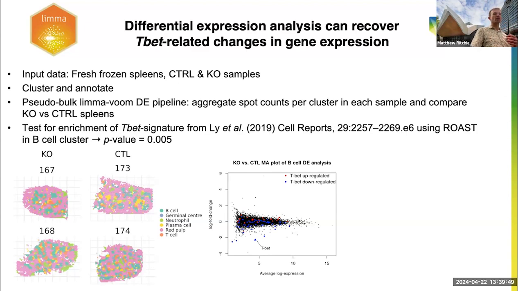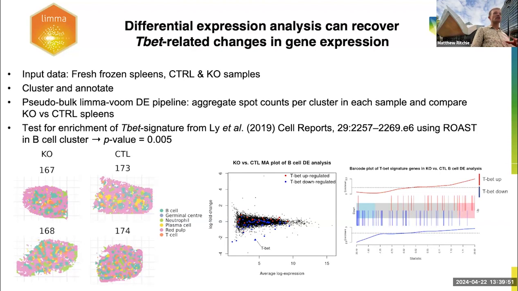Again, we can formalize that kind of gene signature and check whether the up and the down genes tend to be where we expect. And indeed, that checks out. The roast p-value for enrichment there is 0.005. So again, this reads out pretty nicely.